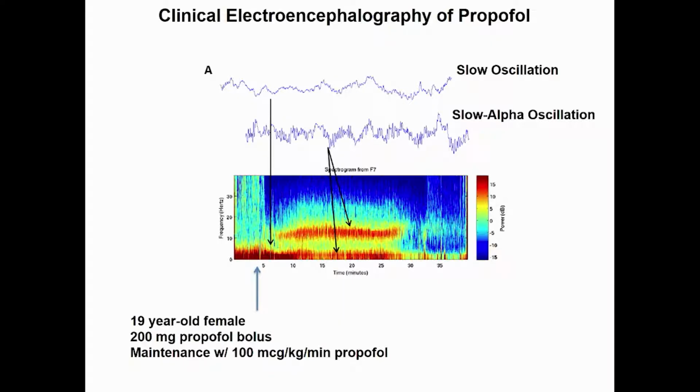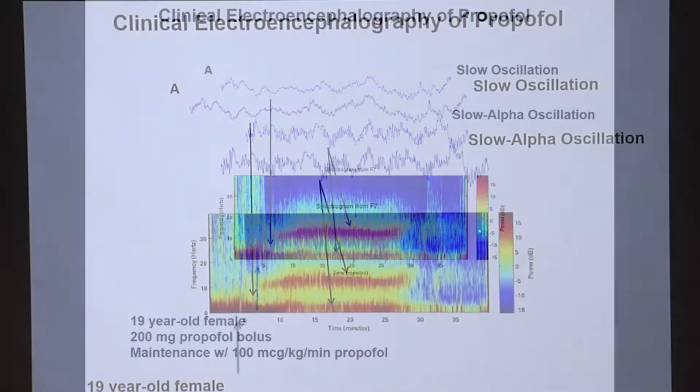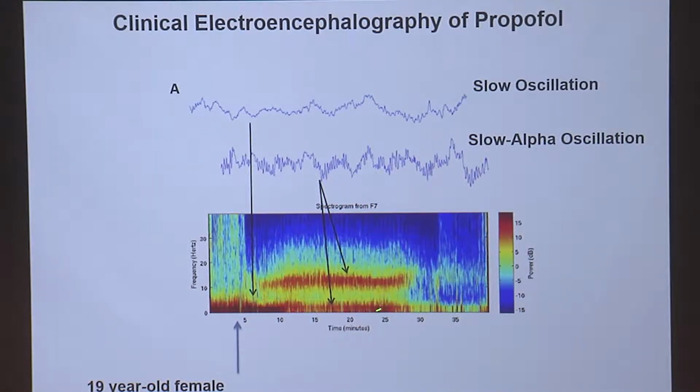So here is a young lady that I took care of a few years ago. She was having just a very small procedure, so we gave her propofol. And then here are the slow oscillations here in the beginning. You can see them. If you look at the spectrogram down here, this is time on this axis, frequencies are here, and the color tells you the amplitude of the oscillation. So the redder it is, the larger the amplitude of the oscillation.